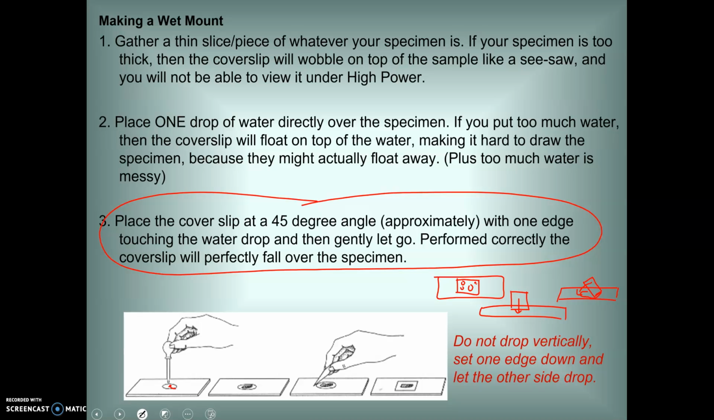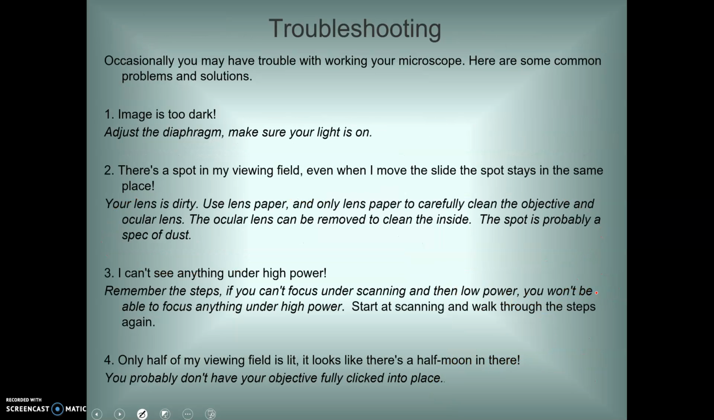So if you put it on at an angle and then slowly lower it down from that 45-degree angle touching the liquid, you tend to push out any excess air, and then you get a nice, perfect view of your specimen. All right, and then last slide, quick troubleshooting guide.